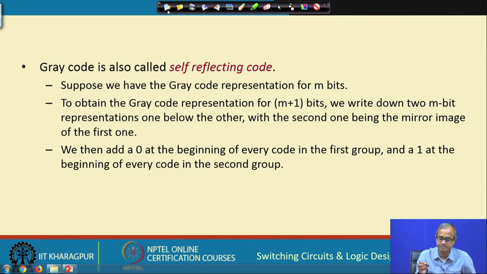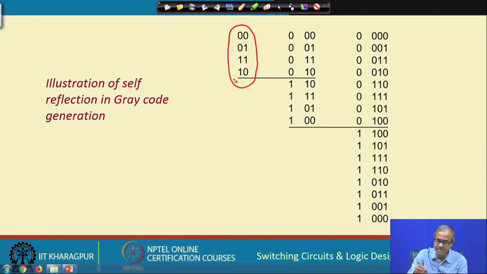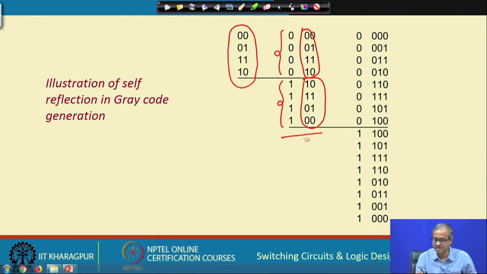So, let us take an example, this one. Suppose I have a gray code for 2 bits. This is the gray code representation 0, 1, 2 and 3. So, when I want to generate the gray code for 3 bits, you see I write this twice, first as it is, second as a mirror image. Mirror image means 1, 0 comes first, 1, 1 next, 0, 1 next and 0, 0 last. Then I add zeros in the beginning of the first block and 1 in the beginning of the second block. So, I get 3 bit gray code. You see, check here, across every pair of codes exactly 1 bit is changing.